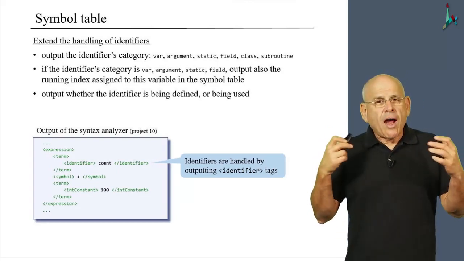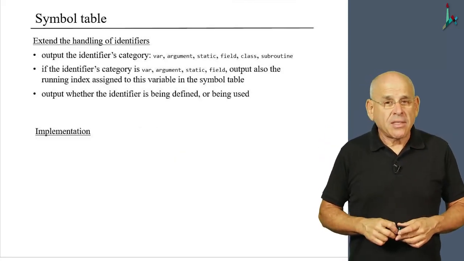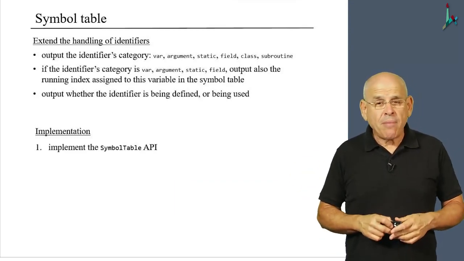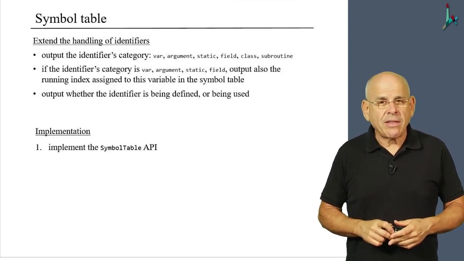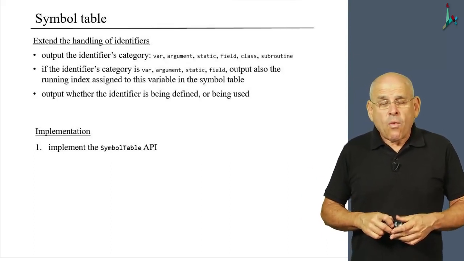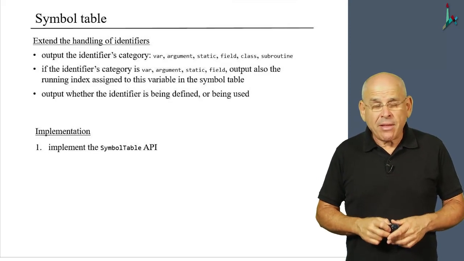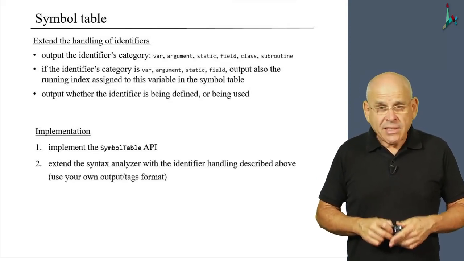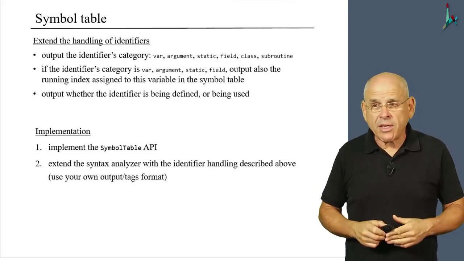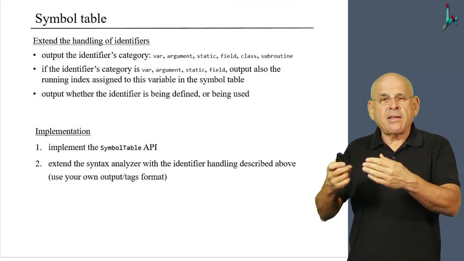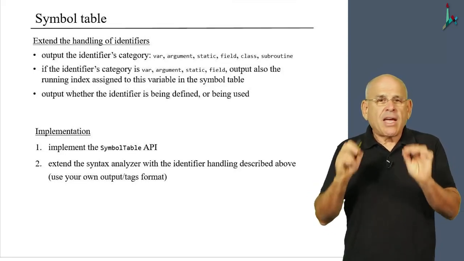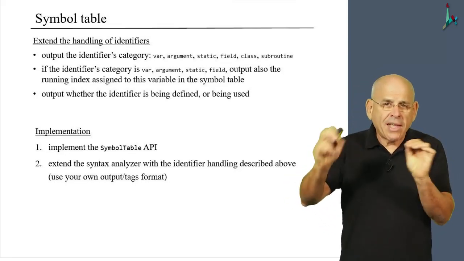So how are we going to actually implement this symbol table capability? Well, in one of the previous units, we gave the symbol table API, so we request that quite naturally you now implement it in a language like Java or Python. Now, once you have this API implemented, you have to test it. And to test it, we suggest that you extend the syntax analyzer that you already developed in Project 10 with the identifier handling capabilities that we described at the top of this slide. Now, we don't care exactly how you do it. We don't care what tags you're going to use.